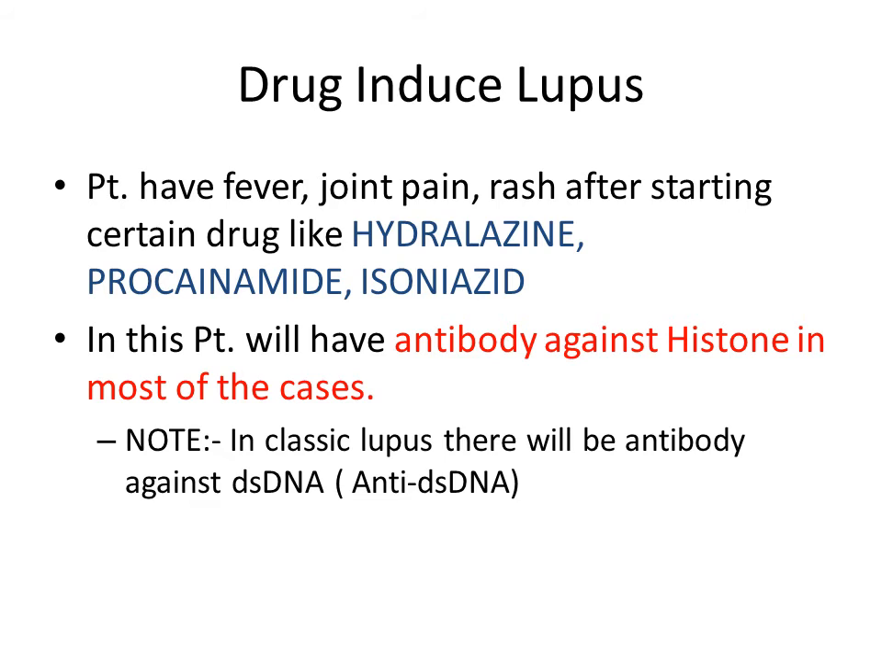So now let's see drug-induced lupus. In this, the patient has fever, joint pain and rash after starting certain drugs like hydralazine, procainamide and isoniazid. In most cases the patient will have antibodies against histones. If we have antibodies against histones, we cannot condense the DNA, and therefore we see symptoms like joint pain, fever and rash. Note that in classic lupus there will be antibodies against double-stranded DNA, which is the anti-double-stranded DNA antibody.